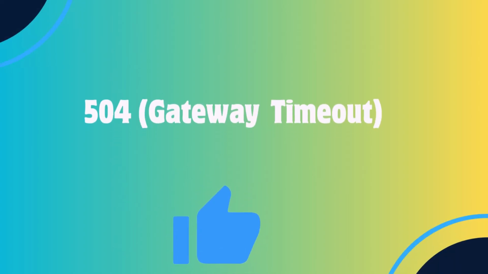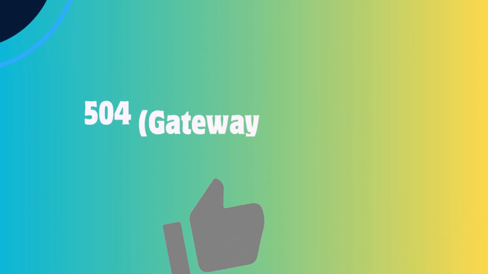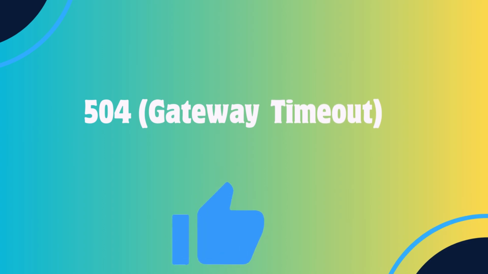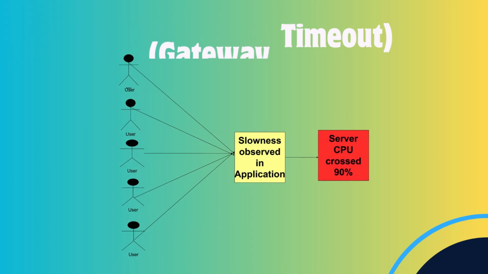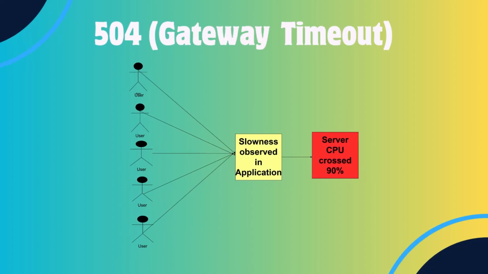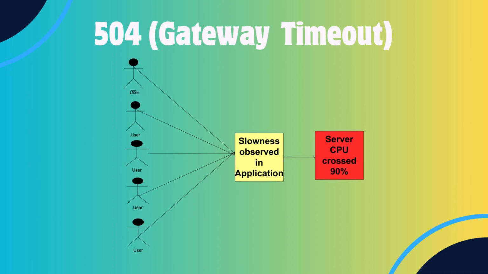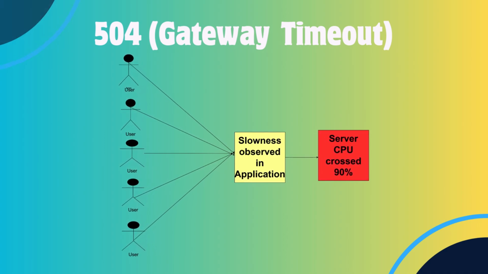504 is known as gateway timeout. The 504 happens when the proxy server times out waiting for a response from the upstream servers. The best example is a payment gateway API that took too long to respond. When you look at this diagram, a lot of users are observing slowness in the application. Mostly it happens because your server CPU would have crossed more than 90%.